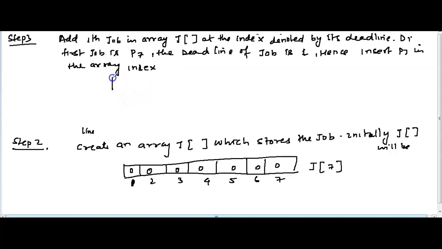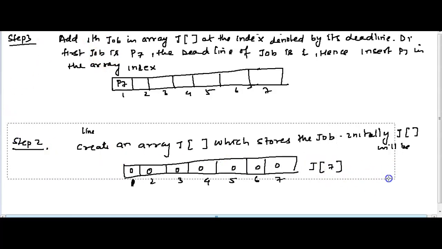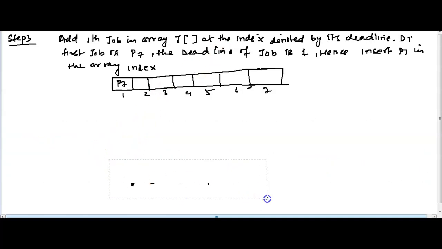Understood? So which array have we created here? 1 2 3 4 5 6 7, and this value is P7. Getting? I will check step 1 again, and I will write it here because I have to use it every time.